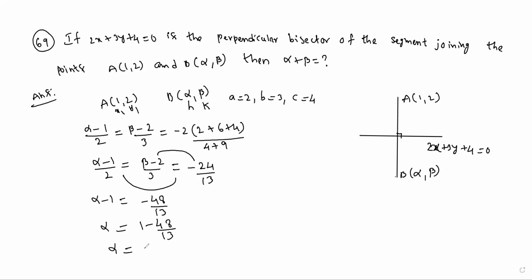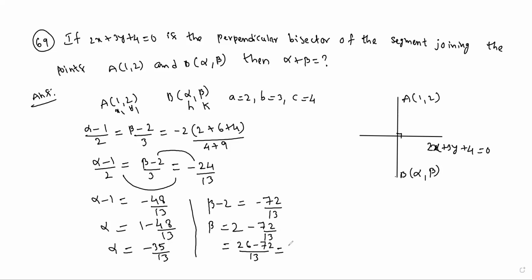13 minus 48, that is minus 35 by 13. Similarly, for finding beta, beta minus 2 equals 3 into minus 24, that is minus 72 by 13. Sending minus 2 to that side, it becomes plus 2, minus 72 by 13. It's clearly 26 minus 72 by 13.